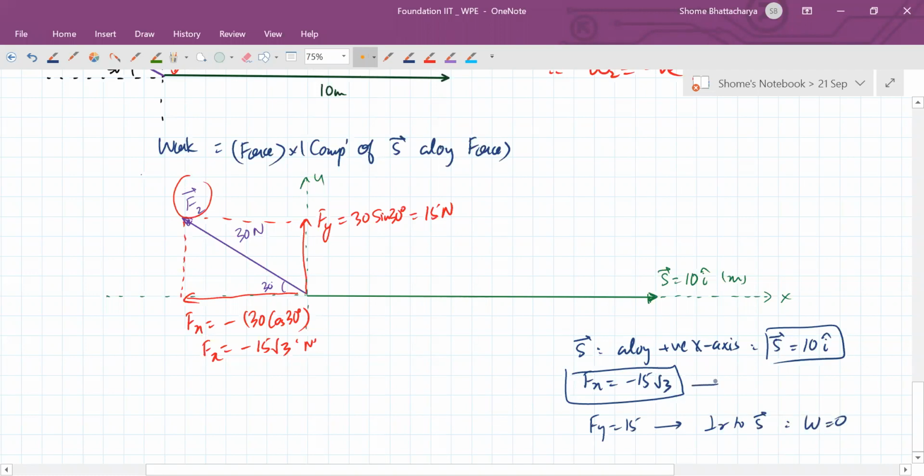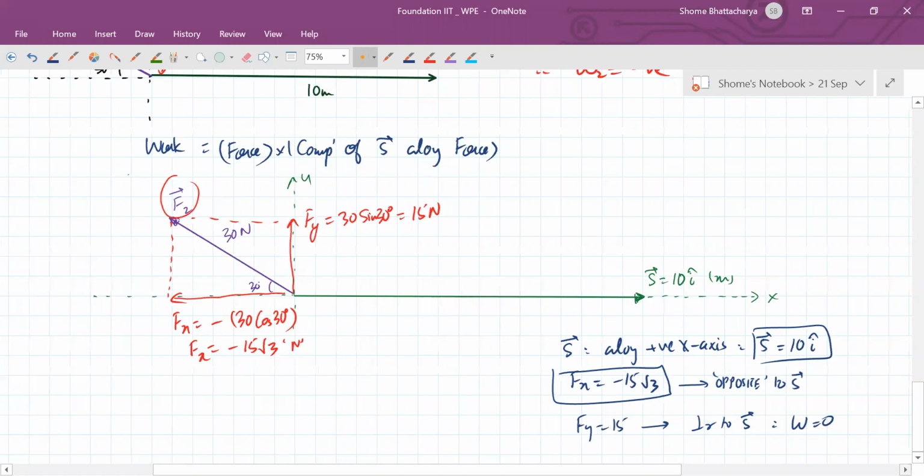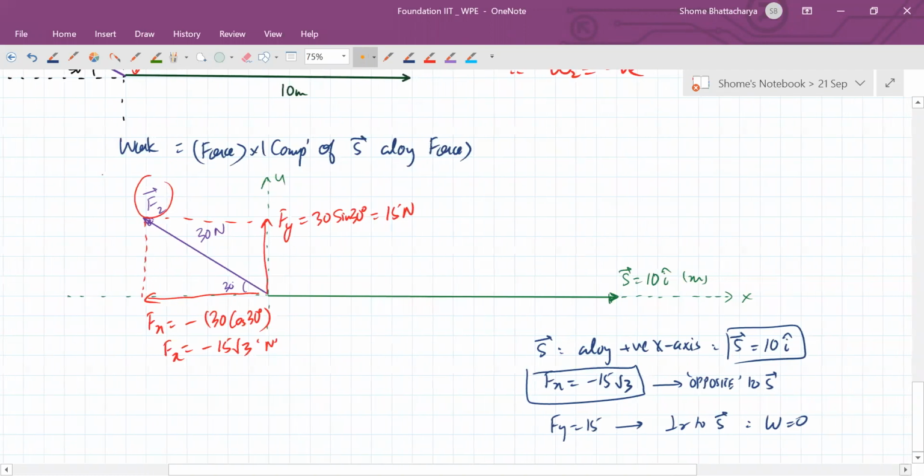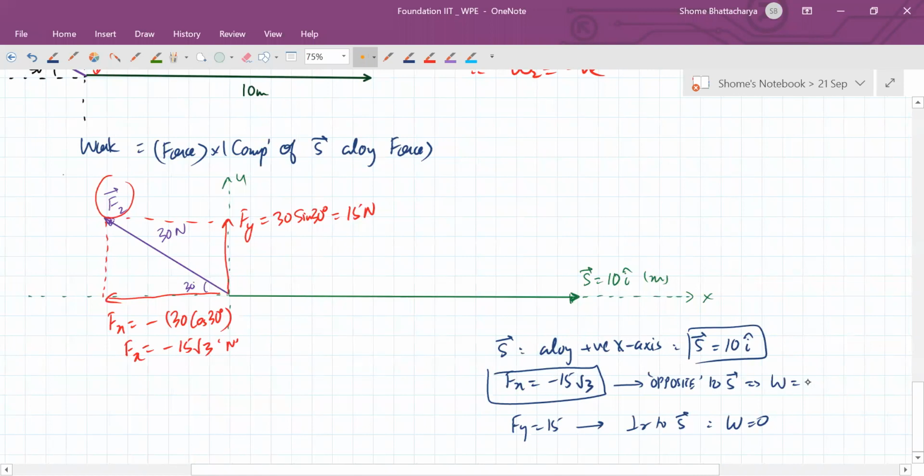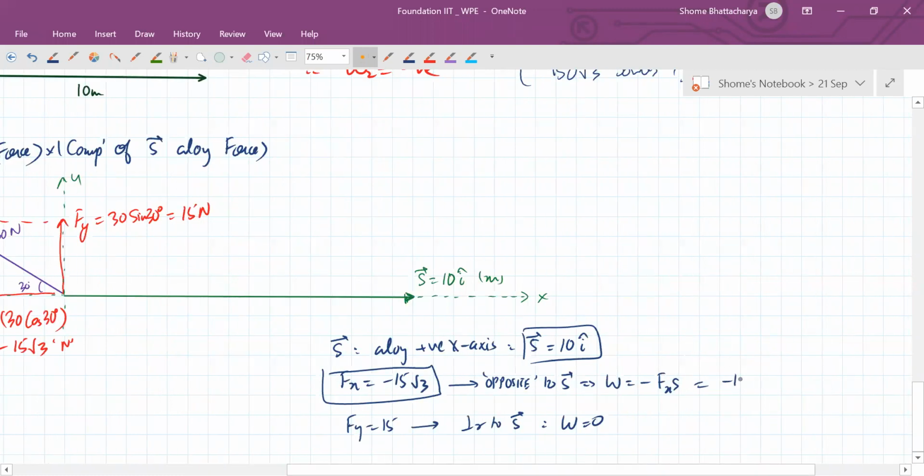but this is opposite to the displacement, so work done by this one will become negative of this, so that work done will become minus 15 root 3 multiplied by 10. This is in newtons, this is in meters, so this is in joules. So that's how it is becoming minus 150 root 3 joules.